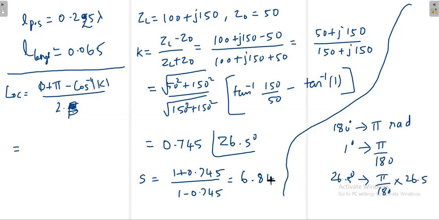Point 0.46. Yes, I am also getting that only. Okay, now instead of pi here, I can write 0.46. This pi is simply pi. And then what is the value of cos inverse of mod k? What is the value of cos inverse of 0.7?